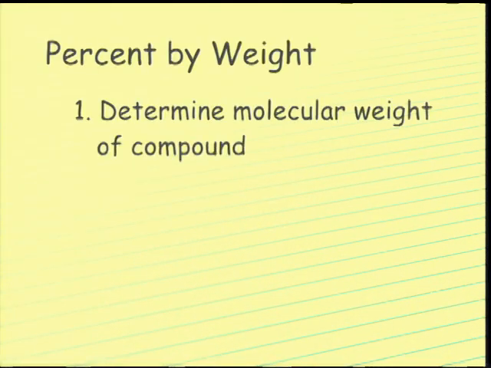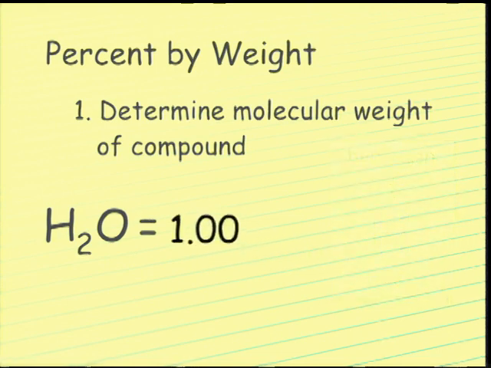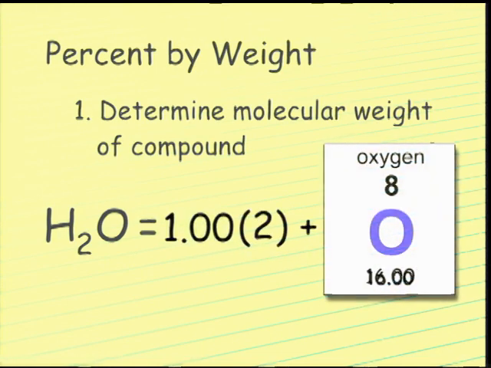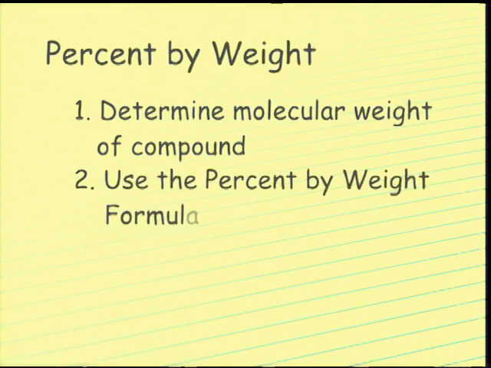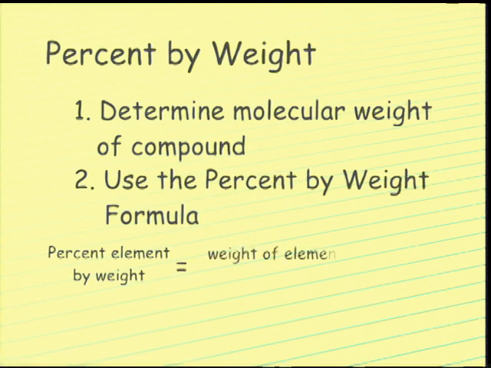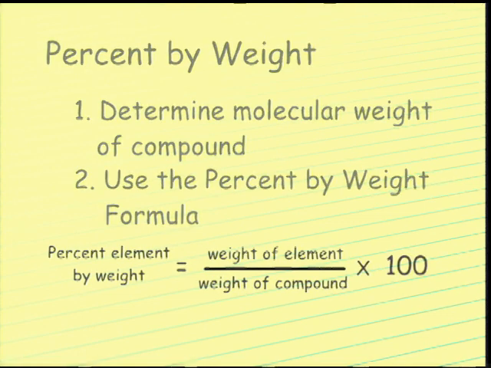The first step is to determine the molecular weight of the compound, which is defined as the sum of the atomic weight of all atoms in the compound. Take the weight on the table and multiply it by each atom in the compound to calculate the molecular weight of the compound. The percent by weight formula is: percent element by weight equals weight of element in compound divided by molecular weight of compound times 100.